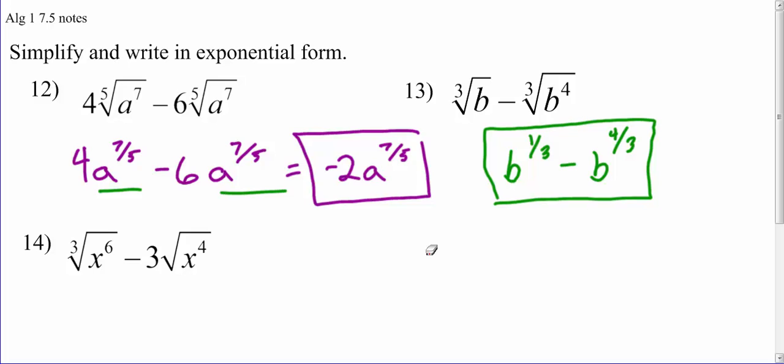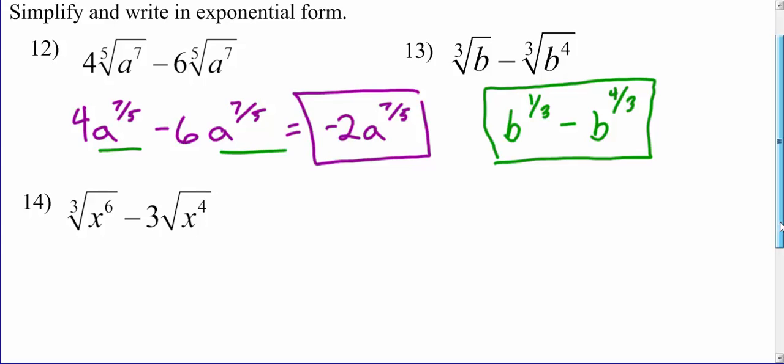The variables are both b, but since the powers are different, it's just like if you have x squared plus x. You can't add those terms together. I just surprised some of you. I hope not. I hope you know that you can't add x squared and x. And in the same way, you can't subtract b to the 1/3 and b to the 4/3. That just simply will not work.